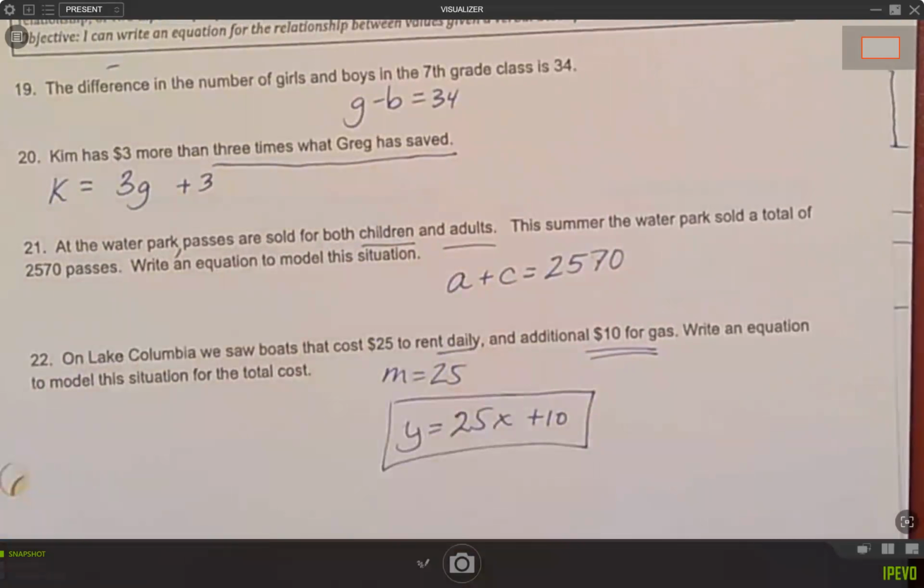Okay. And we will do the parallel and perpendicular review in another video. So that is part 1 of the Unit 4 review.